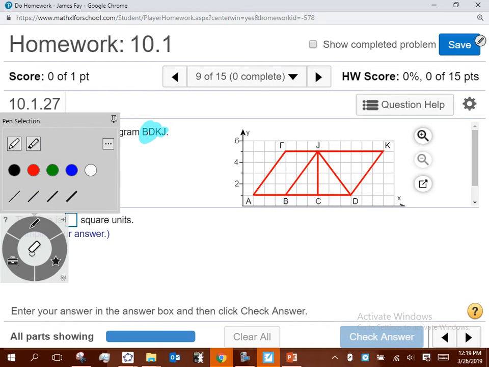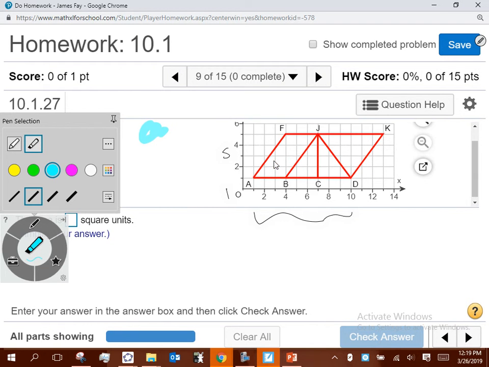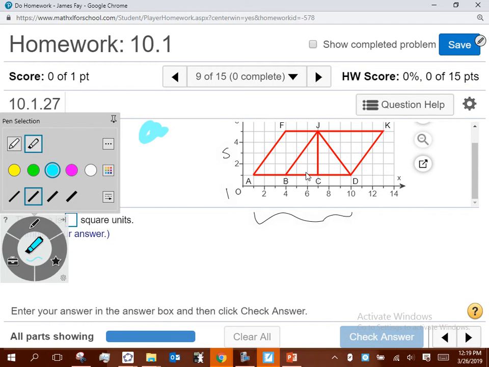But don't they all, no matter which one they want, have that height right there? And you can find that by taking, so J's at 5, C's at 1, so isn't that height 4? And then you can do the same thing for finding whatever base they ask you for. Just subtract the x values that are attached to those respective bases, either AB, AD, or BD, whichever one they want in that question for you.